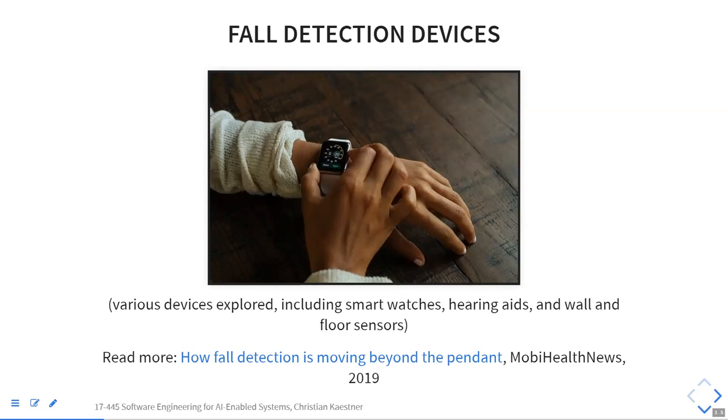Also, if you think about smart devices, there's a lot of push in medical devices to become smarter. One common example is fall detection. It's for elderly people where you try to detect whether they fall down. There are a couple of different ways of doing this with smart watches. They often have a feature like this, but there's also hearing aids that get some sort of sensors that can detect this, and also wall and floor sensors. And again, you have some machine learning here that thinks about what counts as a fall, right?